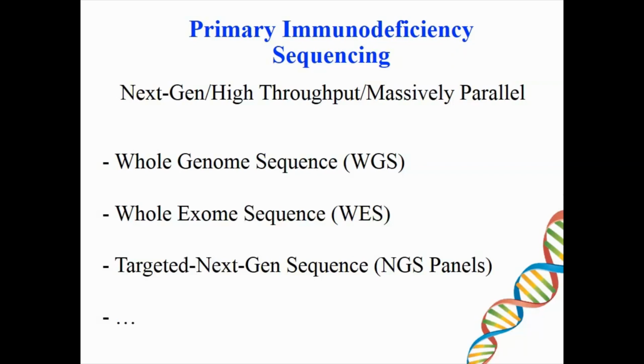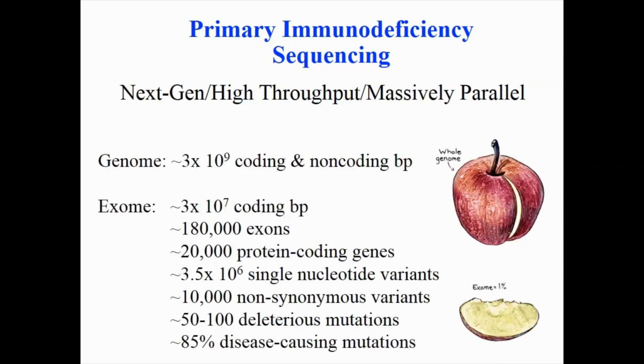So those are the tools that we have to use wisely. And here's the information. There's a lot of information in the genome, it's 3 times 10 to the 9, and that's going to be represented by the whole apple. And the exome is just 1%. So if you don't find a mutation in the whole exome, it doesn't mean that you don't have a genetic disease.